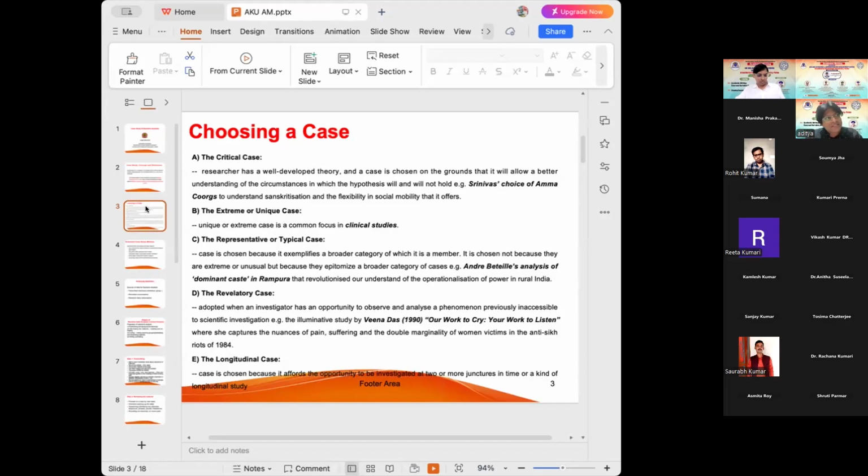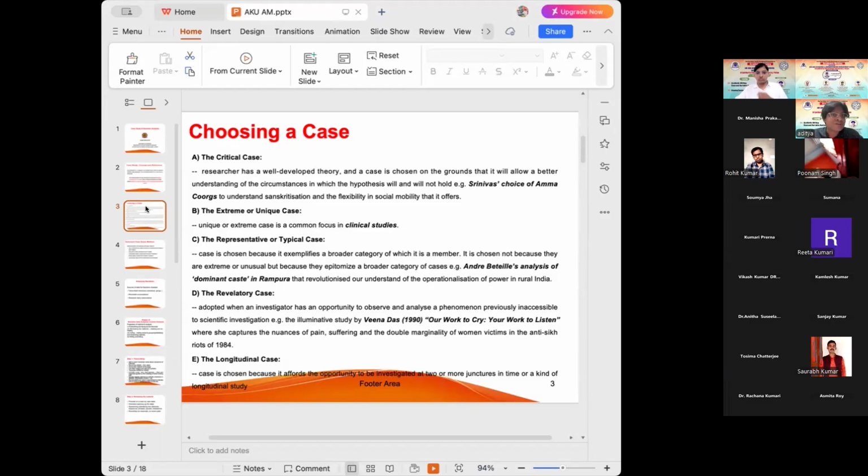But what Veena Das does in her study, with this beautiful title of the work, Our Work to Cry, Your Work to Listen, when she studies the survivors of the anti-Sikh riots in Delhi, she brings in a very interesting dimension: the woman is not only the repository of culture that it is believed to be, it is also that you write a new nation by trying to attack certain communities. So that is a revelatory case. It reveals more than what it was expected to reveal. Then that case study is no more a case study of pain and suffering. It's also a case study about nationalism and community participation. So that is a revelatory case.